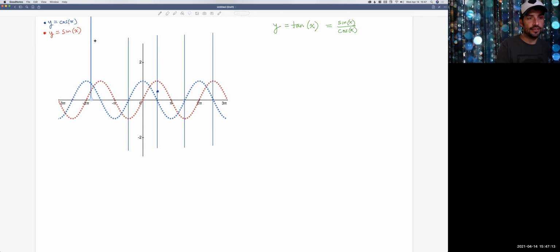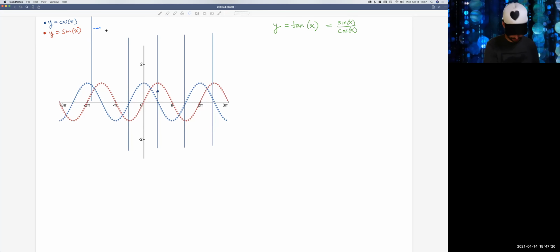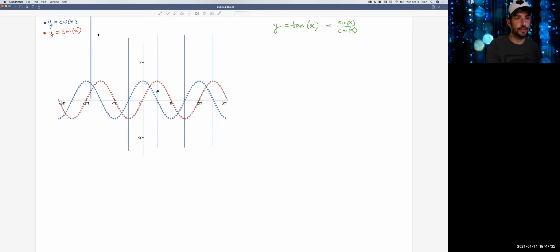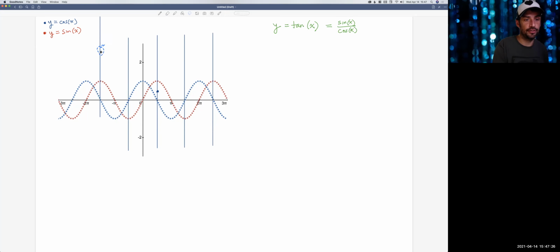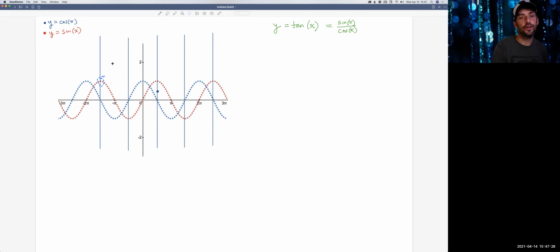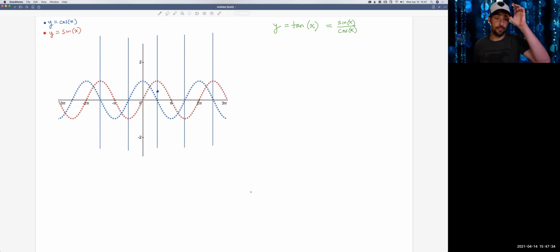So these are the places where the graph of tangent cannot pass through these lines, because these are the lines where the cosine is equal to 0. And so tangent must not be defined.